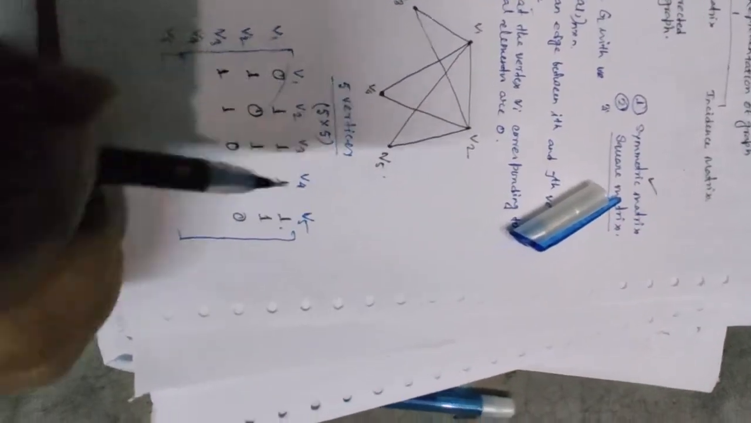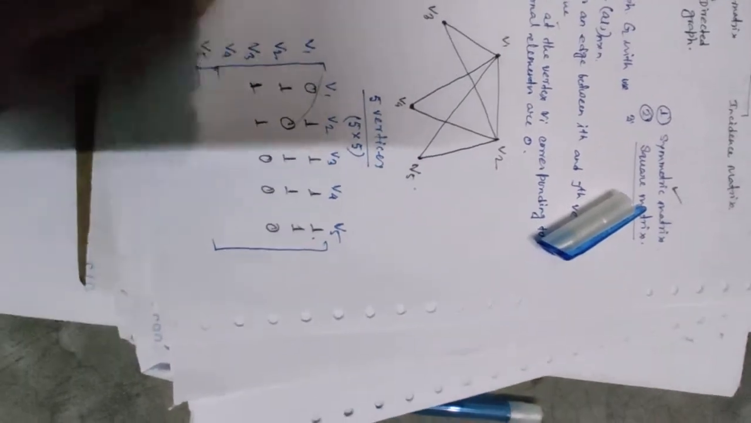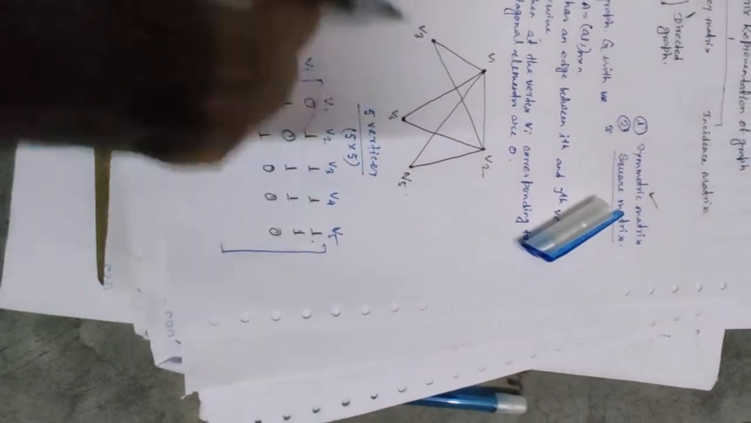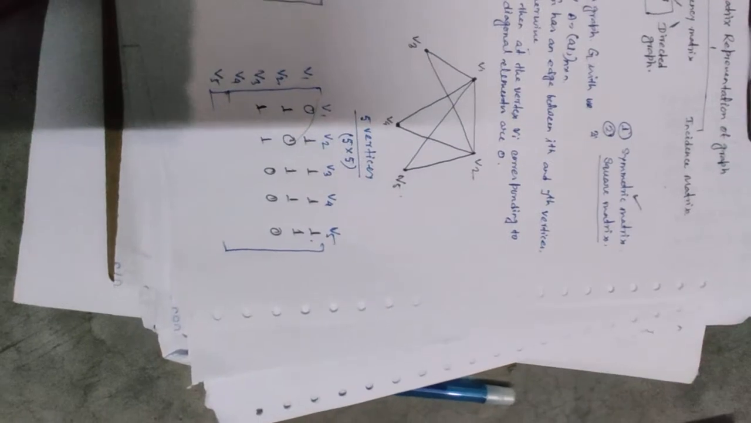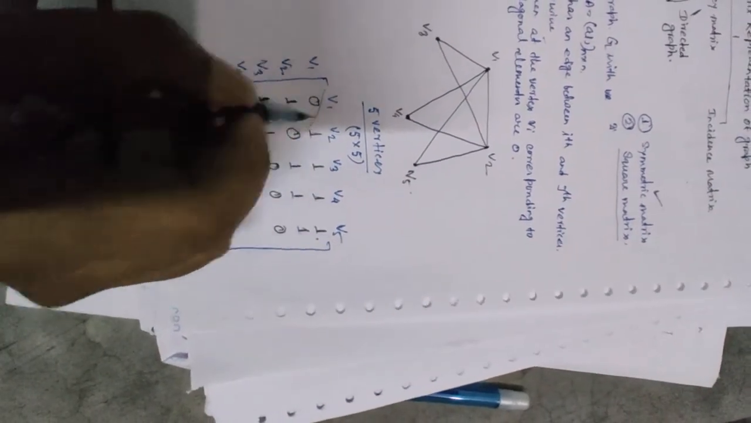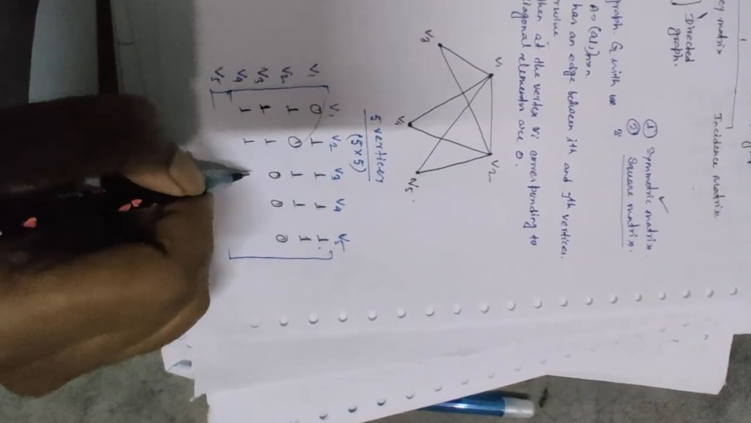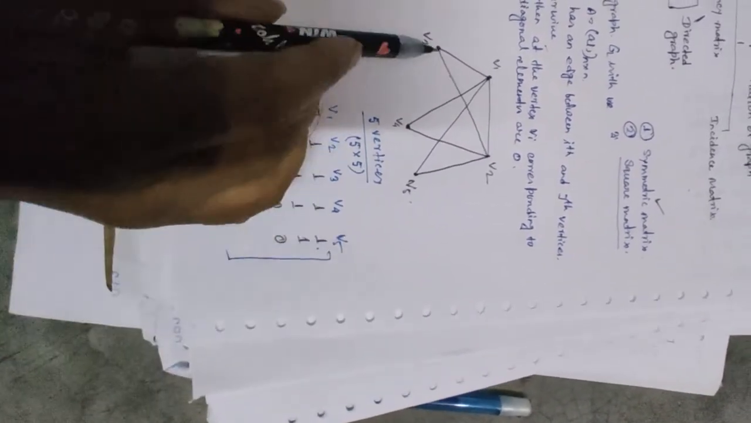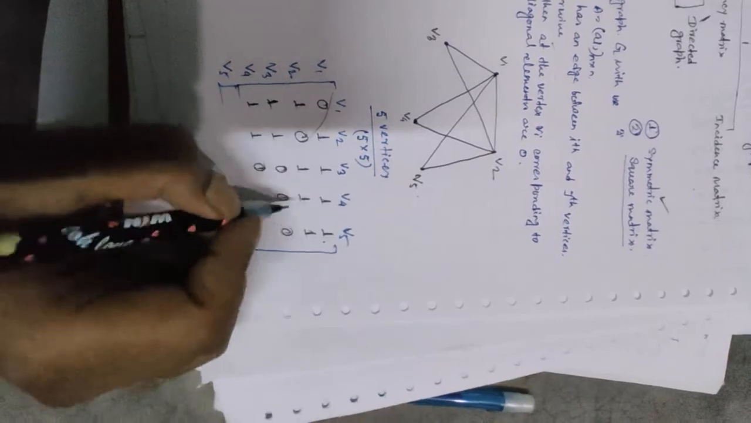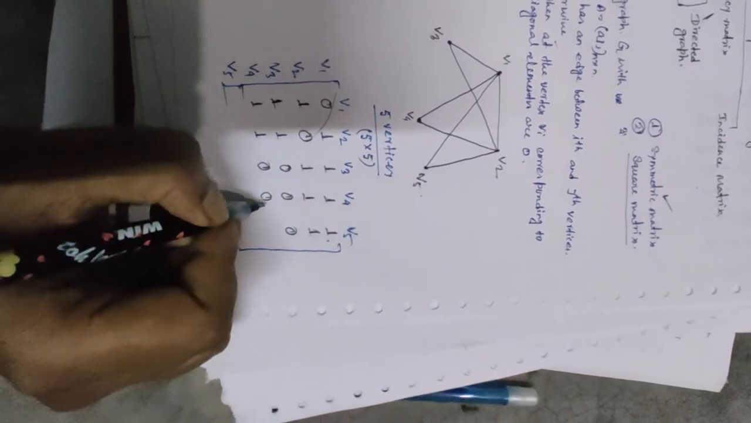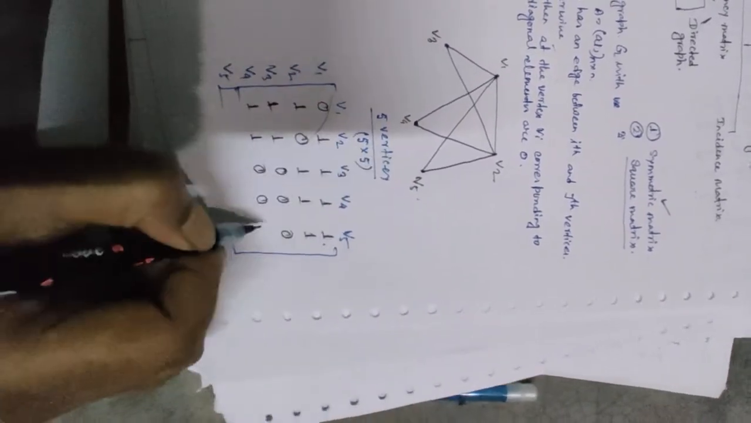Now go to the point V4. See here, V4 to V1, is there any edge? Yes, it has one edge. V4 to V2, yes. Is there any edge between V4 and V3? No, there is no edge. V4 to V4 is a diagonal element, so this is 0. And V4 to V5, there is no edge, so this will be 0.